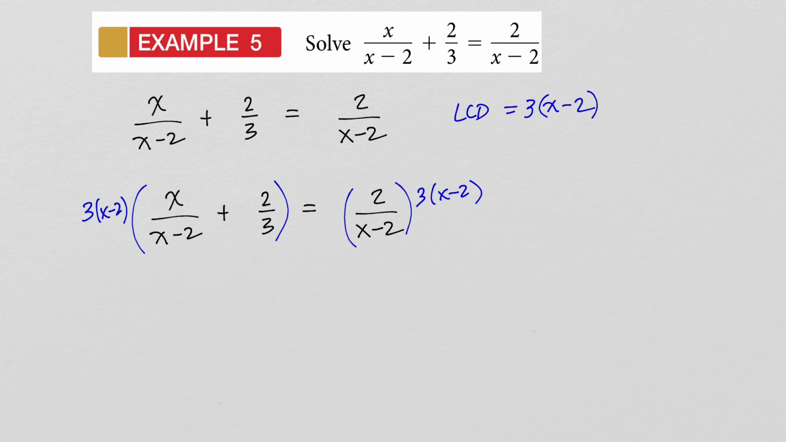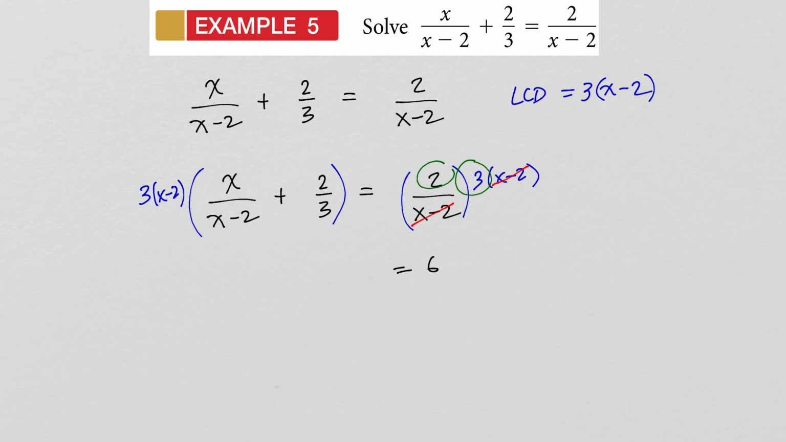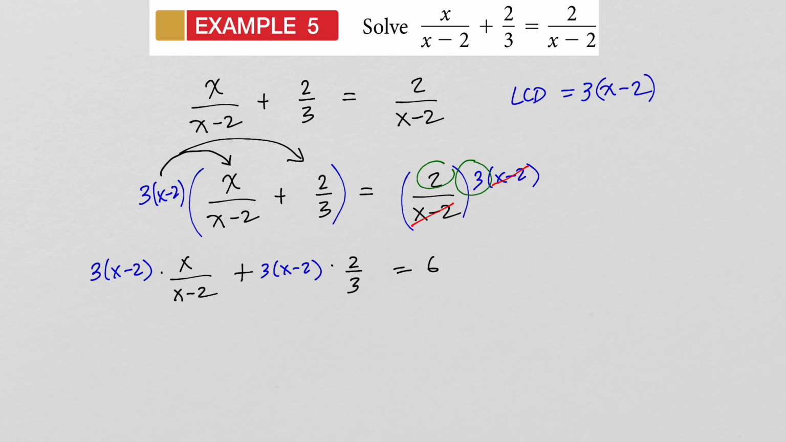Now on the right-hand side over here, the x minus 2 simply cancels out, and we get 6, right? Because that's all that's left, 2 times 3 there. But on the left-hand side, it's a little bit more complicated. So when we multiply here, we're going to have 3 times x minus 2 multiplied by x over x minus 2. But then we also have to multiply here. And so that is 3 times x minus 2 multiplied by 2/3. And so here we get cancellation, and what we have left is 3x.